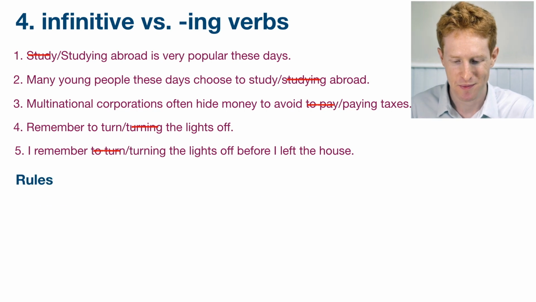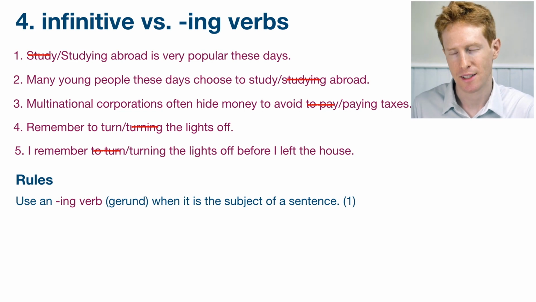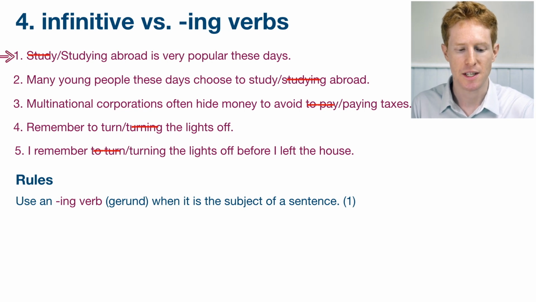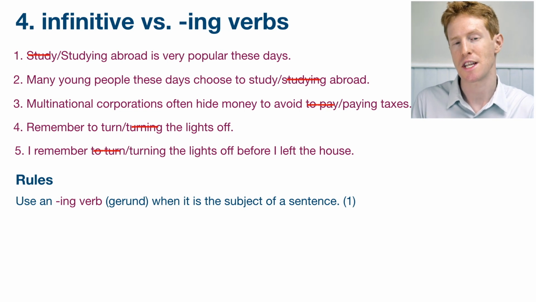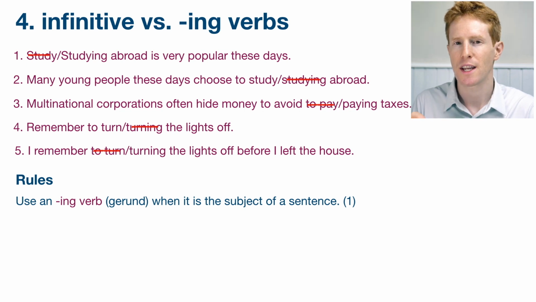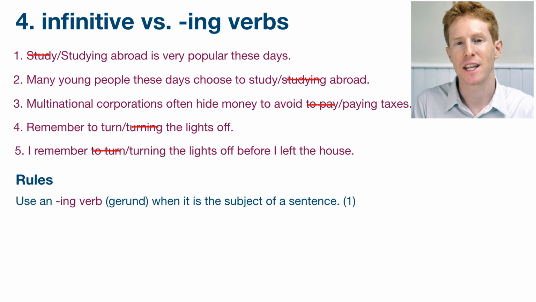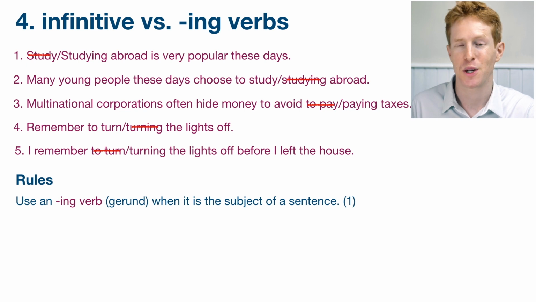Right, let's look at the rules. We use an -ing verb when it is the subject of the sentence. And we can see that in sentence number 1. We're saying studying abroad is very popular these days. So studying abroad is the subject of the sentence. It's a bit like saying smoking is bad for your health. Swimming is a wonderful sport. So when we have a verb at the beginning of a sentence or as the subject of the sentence, we put it in an -ing form because it's acting as a noun. I hope that makes sense.